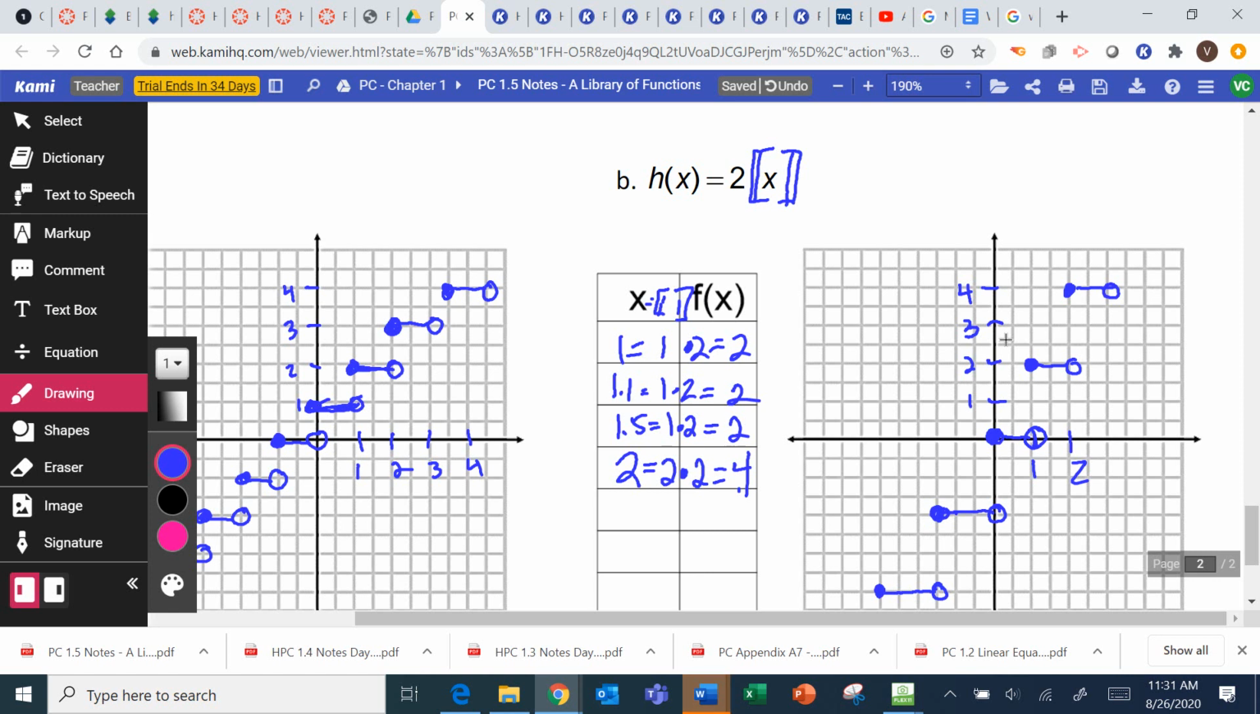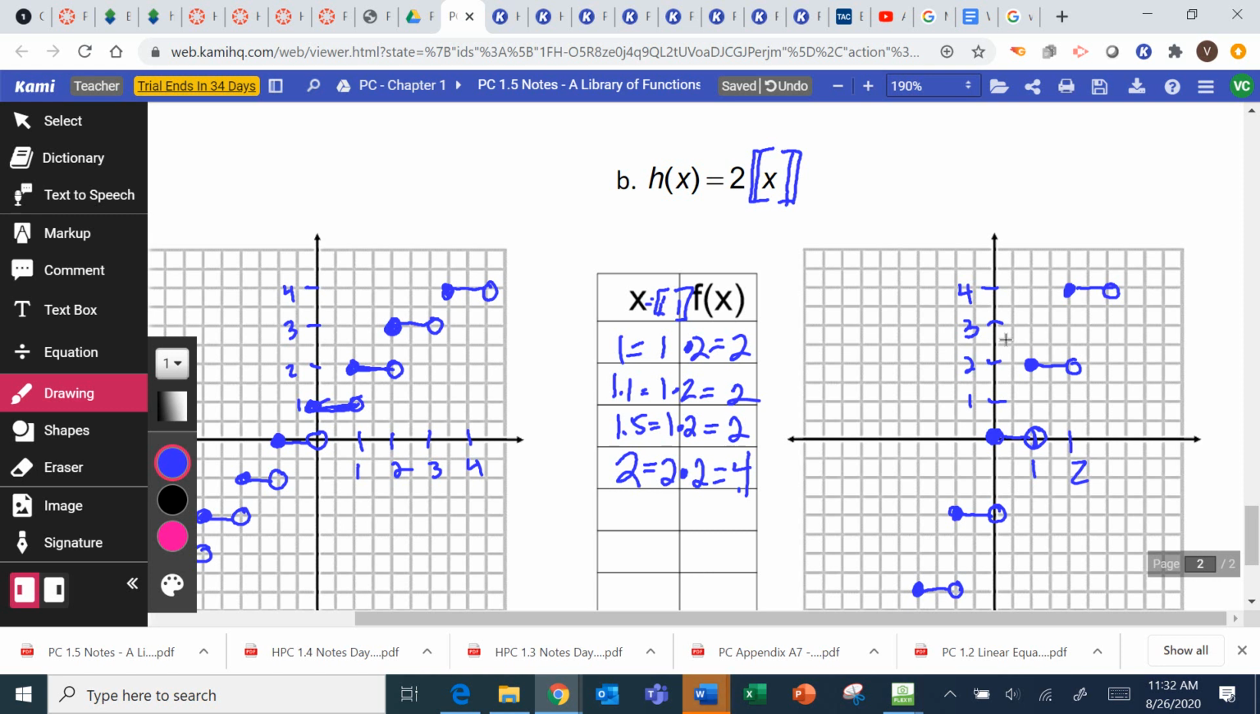Yep, now it's hard for me to use this Kami stuff because I've never used it before. It was like my first year I'm using it to do notes. I'm a paper person all the way. Are we okay? Doesn't seem too bad.